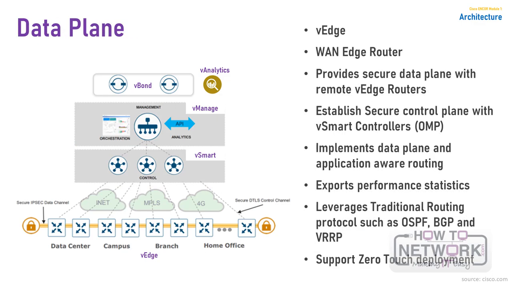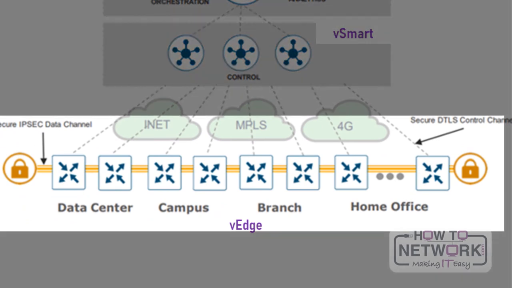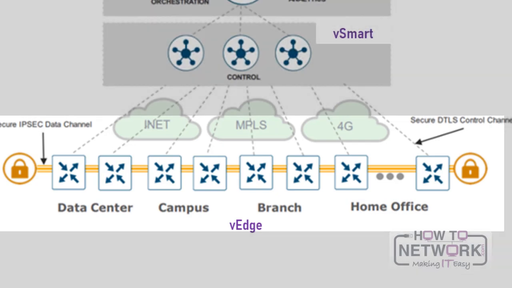The WAN-edge router functions as the data plane. The vEdge routers provide a secure data plane with remote vEdge routers, a secure control plane with vSmart controllers, and implement data plane and application-aware policies. Because all data within the fabric is forwarded in the data plane, performance statistics are exported from the vEdge routers.